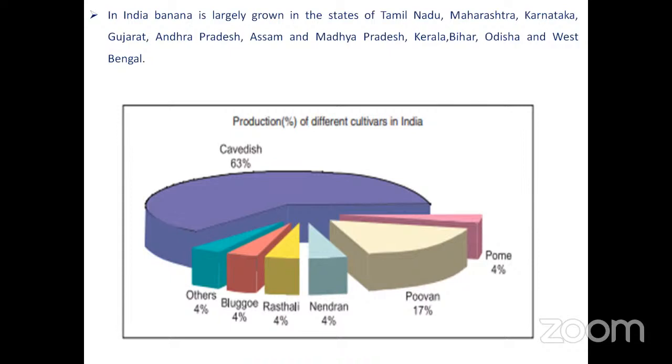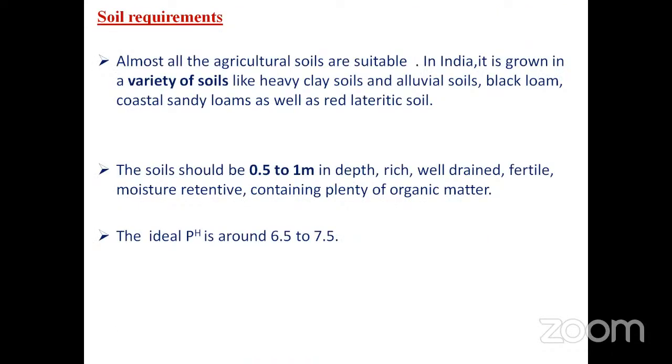grown in a variety of soils like clay soils and alluvial soils, black loams, coastal sandy loams, as well as red lateritic soils. The banana growing soils should be 0.5 to 1 meter in depth, rich and well drained, containing plenty of organic matter. The pH of the soil should be 6.5 to 7.5.